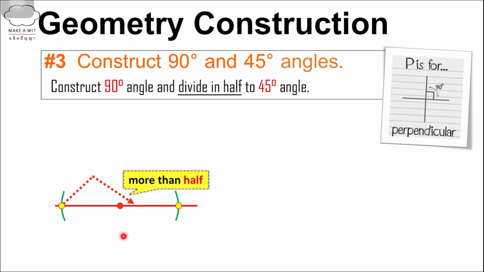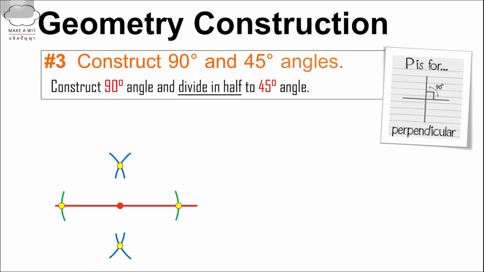That will be your perpendicular lines, right? So make sure that it's more than half. And then cut up and down. Don't change the radius. Cut up and down. And then line up the new intersecting point with the point that you have, then this one will be 90 degrees. Now, there you have it. You have a 90 degree angle already, right?